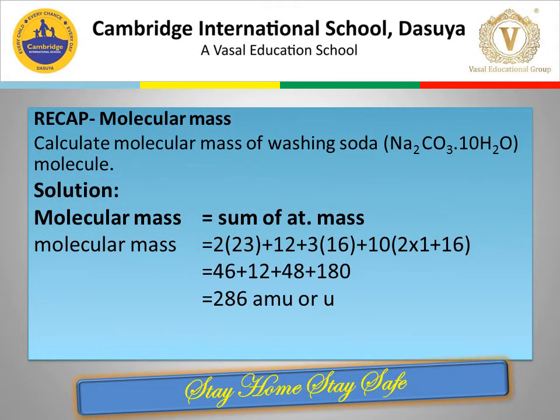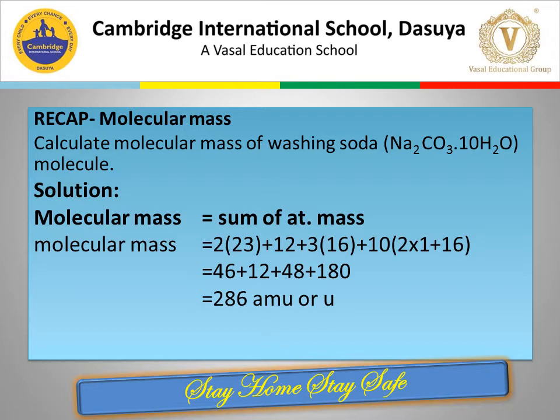Now let us quickly recap how to find out the molecular mass. We have taken an example of washing soda. The formula is Na2CO3.10H2O. This was there in grade 10th also. Now we'll find out the molecular mass of this compound. Since we know that molecular mass is the sum of the atomic masses, we have to find out the sum of the atomic masses of all the elements which are present in the given molecule.